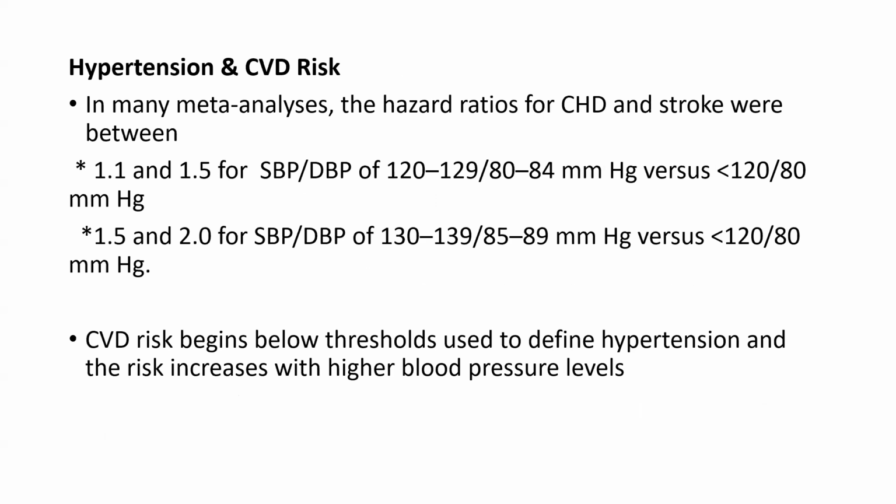When we look at hypertension and cardiovascular disease risk, in many meta-analyses, the hazard ratio for coronary heart disease and stroke was between 1.1 and 1.5 for blood pressures of 120 to 129 by 80 to 84 versus normal blood pressure. The hazard ratio increases even further when the blood pressure goes up to 130 to 139 by 85 to 89. Cardiovascular disease risk begins below thresholds used to define hypertension, and the risk increases with higher blood pressure levels.